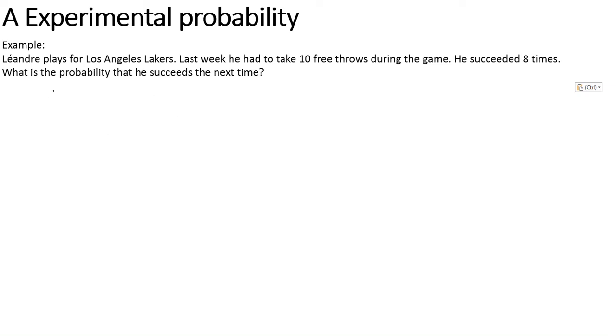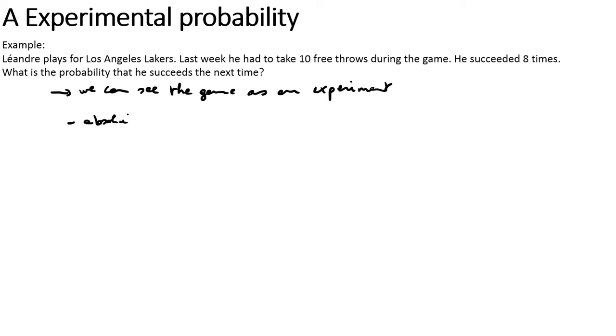So we can see the game as an experiment. He succeeded 8 times, so the absolute frequency, or just the frequency of success, is 8. The absolute frequency means the number of times he succeeded. So the absolute frequency of success is 8.